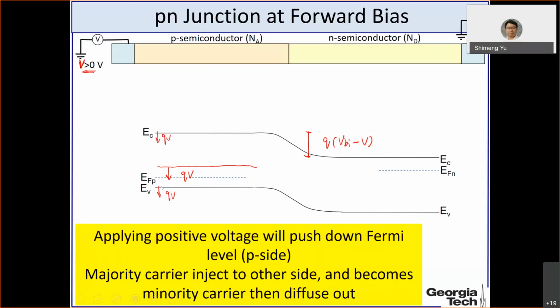And now this EFP and EFN will be split. This is no longer equilibrium state because you have current flow. Then the Fermi level can be split into the P side and N side. We could call the Fermi level for the P EFP and the Fermi level for the N EFN. So this is what happens with the positive forward bias.